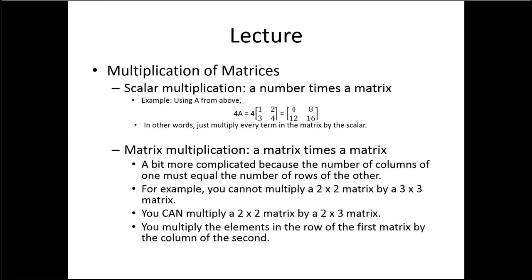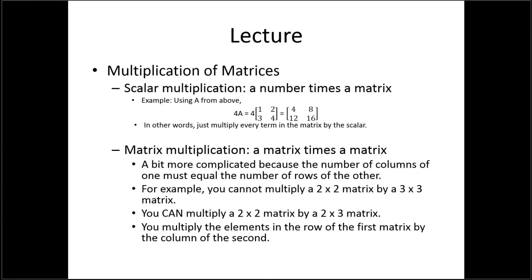Okay, multiplication of matrices. If you're multiplying a scalar, which is a regular number, times a matrix, all that means is that you're multiplying each number in the matrix by that number. Same thing with division. You can multiply that by 4, you can divide it by 4, it doesn't matter. It's going to give you either an expanded or contracted matrix. If you're multiplying by a number, you're expanding the matrix. If you're dividing by a number, you're contracting the matrix.